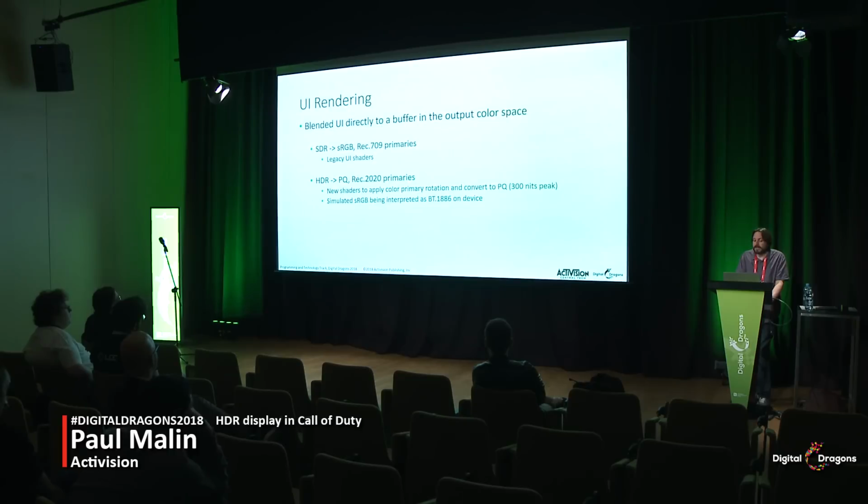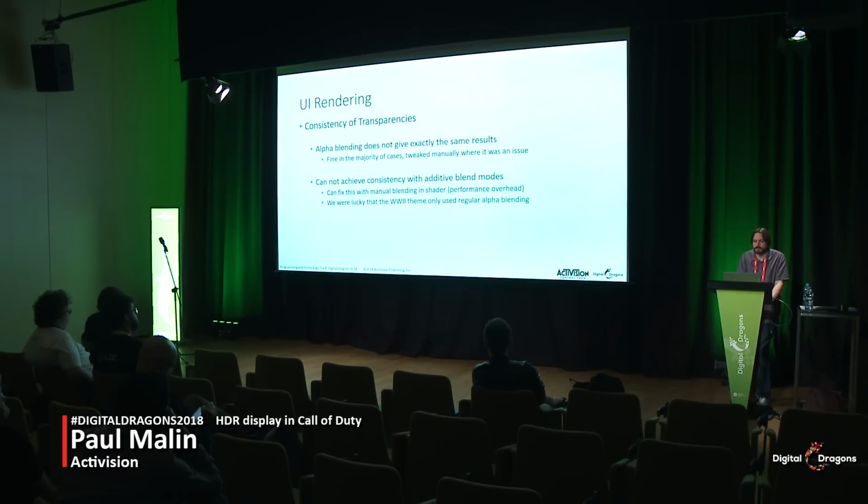For HDR, we added variants of the UI shaders to scale values to a peak of 300 nits, apply color primary rotation to BT2020 color space, and convert to PQ. We also simulated how an SDR TV would have interpreted our sRGB values. This did not give exactly the same results when blended as sRGB, but they were close enough. Additive blending would have required a different fix, but we managed to limit the UI to just use regular alpha blending. We were lucky that this was fine for the World War II theme.